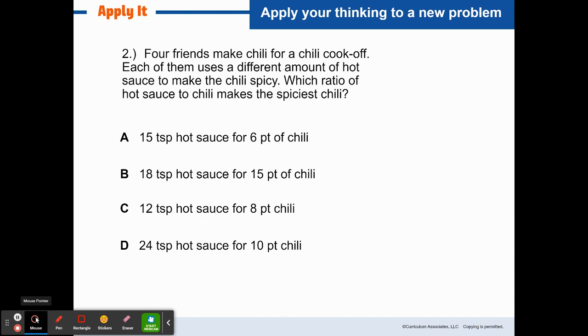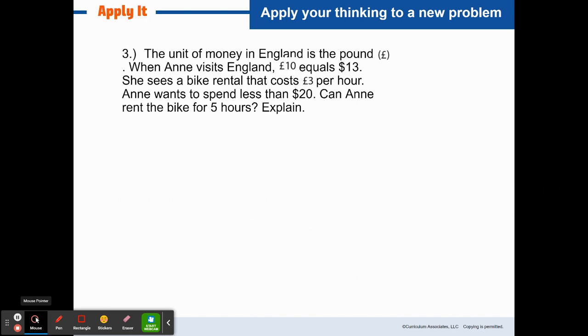Alright. The unit of money in England is the pound. When Anne visits England, 10 pounds equals $13. She sees a bike rental that costs £3 per hour. Anne wants to spend less than $20. Can Anne rent the bike for 5 hours?